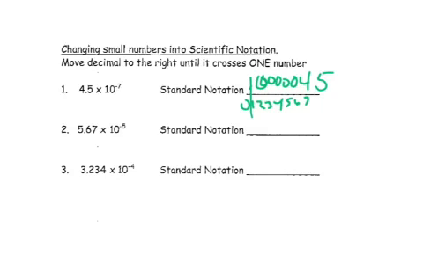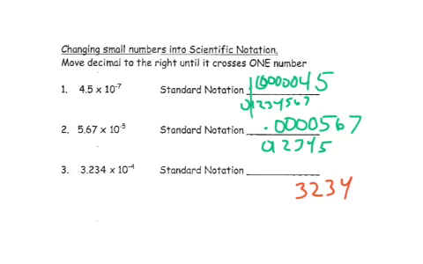Okay, number 2. 5, 6, 7. I'm going to go back 5 spots. 5, 4, 3, 2, 1, 0. So 0, 0, 0, 0, decimal point. Okay, and then the last one, I'm going to do this underneath. 3, 2, 3, 4. Move to the left 4 spots. So 4, 3, 2, 1, 0. Well, I know the decimal point goes there, so there's your final answer.